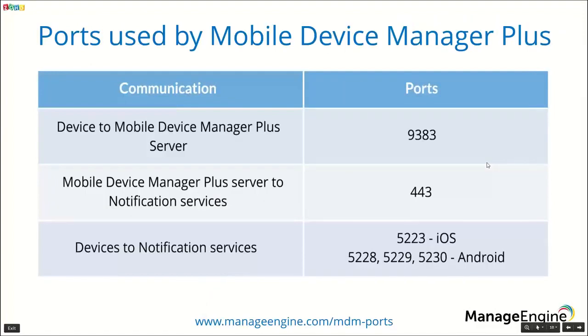And so these are the list of ports required in managing your devices when you go with an on-premise model. So the devices will use port 9383 for communicating with the server. The MDM server will use 443 to reach the notification services, and device to notification service will go through these ports. And if you would like to know more about the inbound and outbound port details, you can also visit the below mentioned URL.